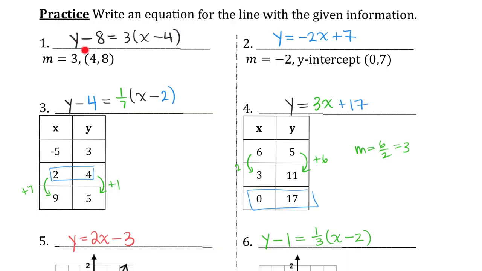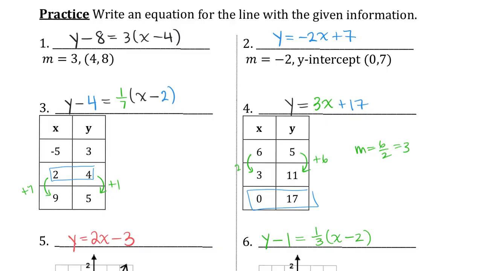For number 1, I had y minus 8 equals 3 times (x minus 4). For 2, I did slope-intercept form, so I have y equals -2x plus 7. If you did point slope form, you have y minus 7 equals -2 times (x minus 0). Doesn't matter. Okay, for 3, my slope is 1/7. I chose to use the ordered pair (2, 4), but you could have used (-5, 3) or (9, 5), and this number and this number would change, but your answer would be equivalent.